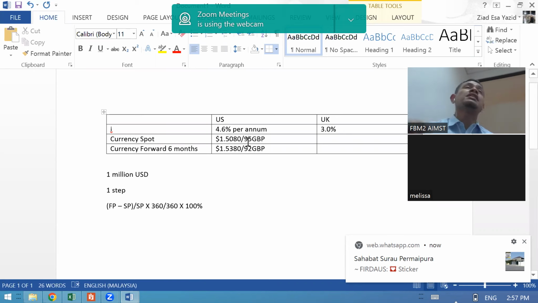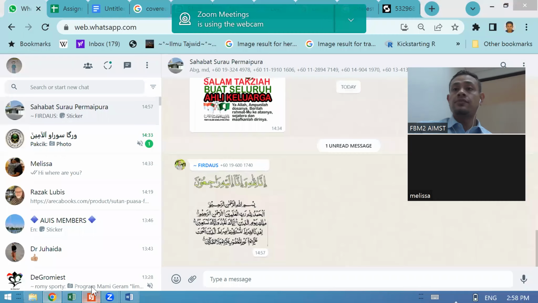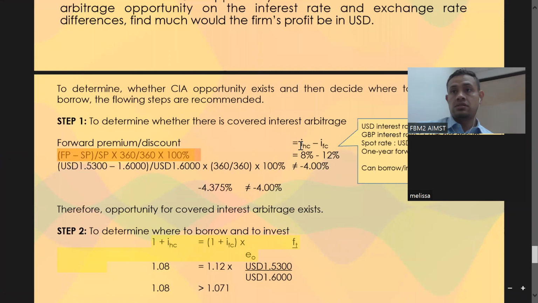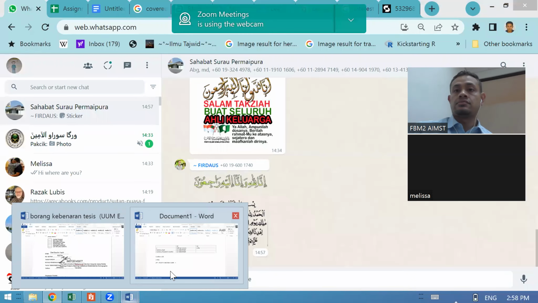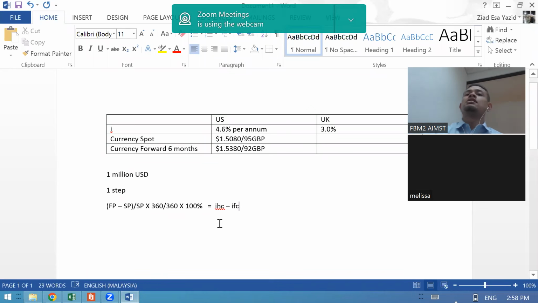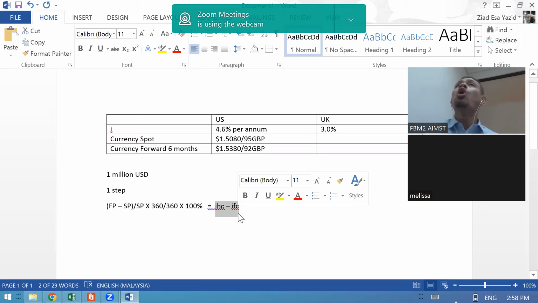For currencies that have bid and ask, I would advise you to take the bid only. For convenience purposes, you only calculate for the bid. So now, you want to know whether there is covered interest arbitrage. So this is the formula. That means this figure should be equal to this figure. The value here should be equal to this value. If this figure equals this figure, that means the interest rate parity holds.